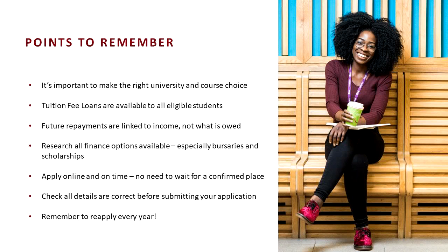Some points to remember. It's important to make the right university and course choice. Tuition-free loans are available to all eligible students. Your future repayments are very much linked to your income, not to what is owed. It'd be great if you research all the financial options that are available out there: bursaries, scholarships, part-time employment. Do remember to apply online on time. You don't need to wait for that confirmed place. You can make any changes to the course and university you need to as we move along. Check out, of course, all your details are correct before submitting your application. And of course, remember to reapply every year.